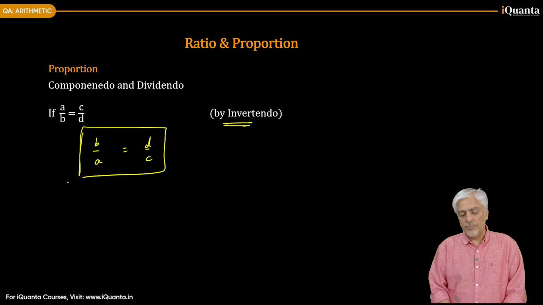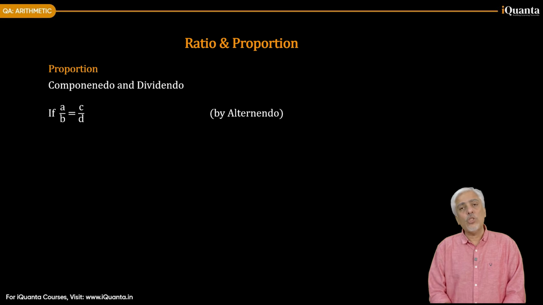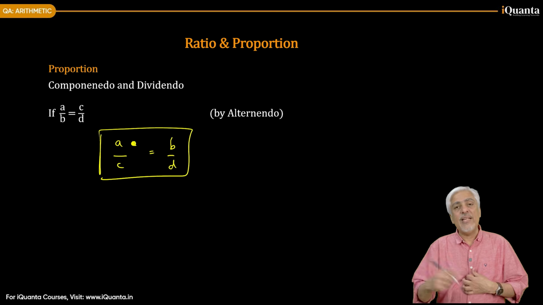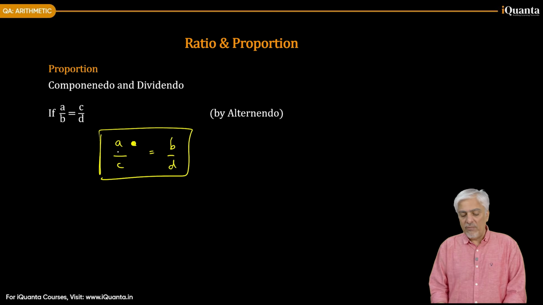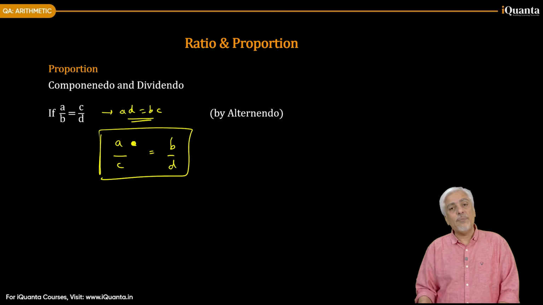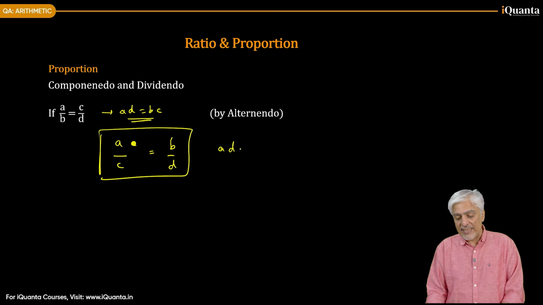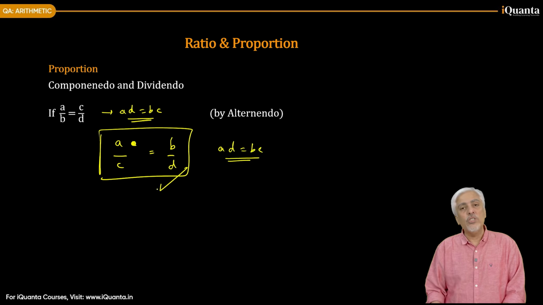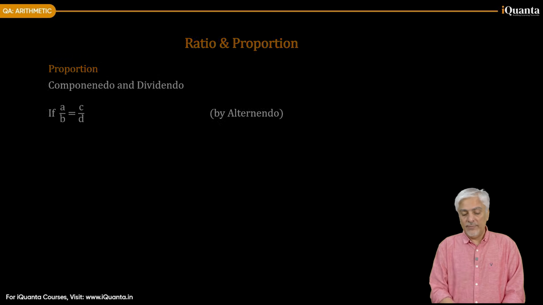That is invertendo. Next is alternando, which a lot of people make a mistake in. What is alternando? If A upon B is C upon D, we can actually write it as A upon C is equal to B upon D. That is alternando. I've alternated B and C. How does this work? See, even before doing alternando, if I had cross multiplied, I'm getting AD is equal to BC. And even after applying alternando, if I cross multiply, I'll still get AD is equal to BC. That means alternando is proved, kind of. Okay, let's go to the next one.